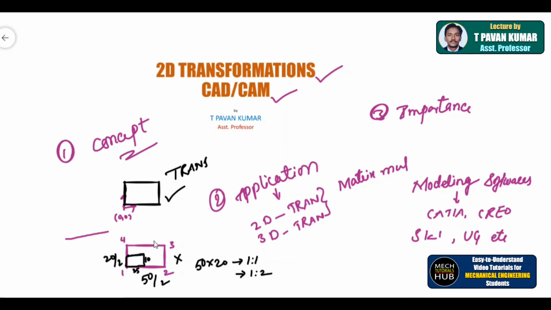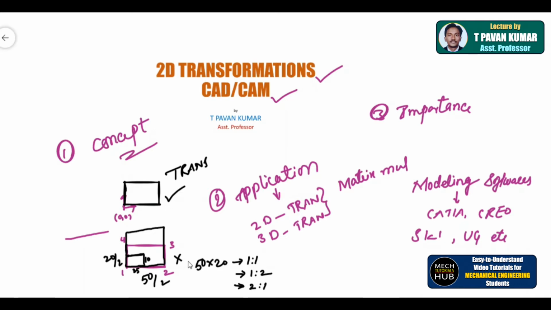Similarly, if you want to enlarge the size, if you want to increase the size of the entity, something like this, then what we need to do is enlarge by 2:1. This is the meaning actually. So how all these tasks take place in any of the modeling software means the program is already fed to the system in such a way that it will react to whatever the instructions given by the designer.